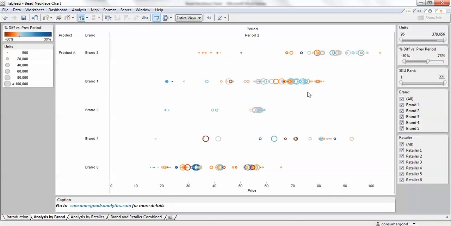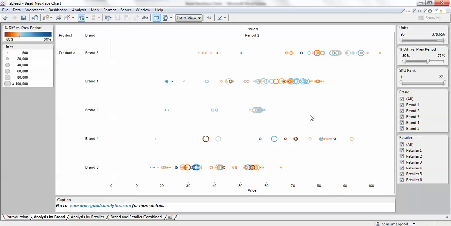A third insight is, for example, this brand number 2 has a very narrow price range. Most of the SKUs are here between $50 and $60. So if we own brand number 2, maybe we can consider expanding the product line and launching better SKUs here to higher price points, or other SKUs here to a lower end of the market.